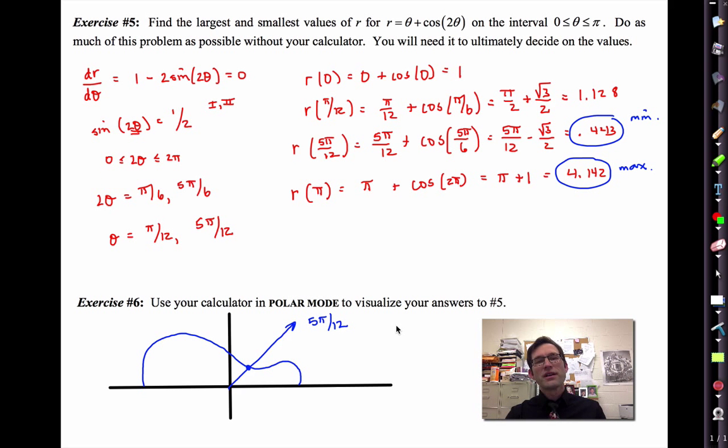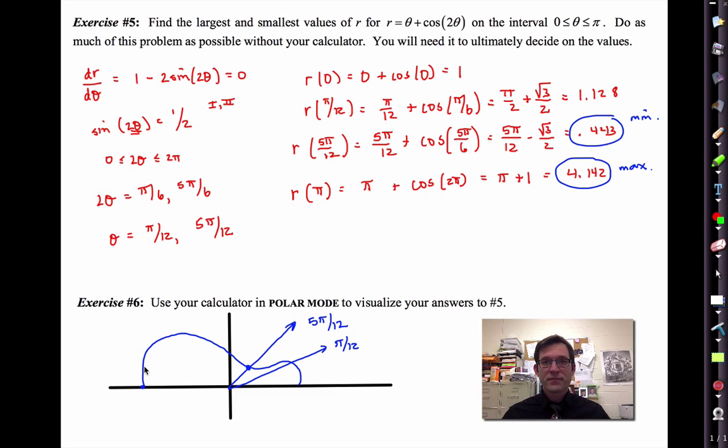It's a little bit hard to get a sense for that angle. It's obviously less than pi over 2. Maybe I didn't draw it quite beautifully, but that is definitely my minimum radius. My radius starts off at 1, grows to be large, not huge, but 1.128, something maybe like out here. Maybe this is my pi over 12. Then the radius starts to decrease until it hits the 0.443, and then it increases again until it gets as large as it's ever going to be, which is 4.142.